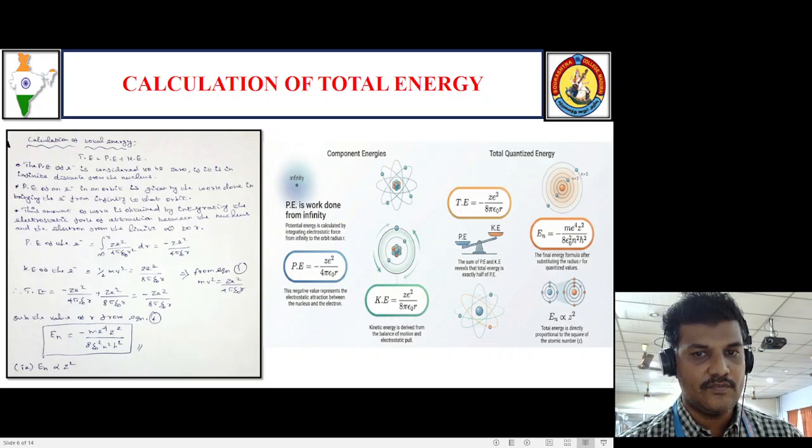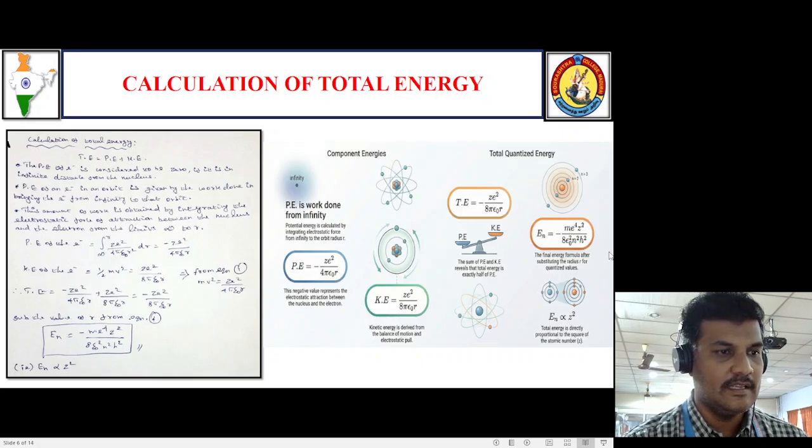and the final energy formula, after substituting this value of r, gives us the energy term En. Here you can see the value of En is directly proportional to Z squared, which means the total energy is directly proportional to the square of the atomic number. So he has derived this relationship.